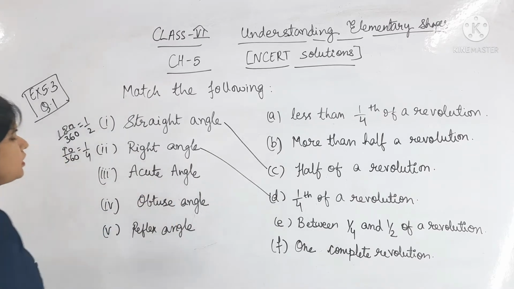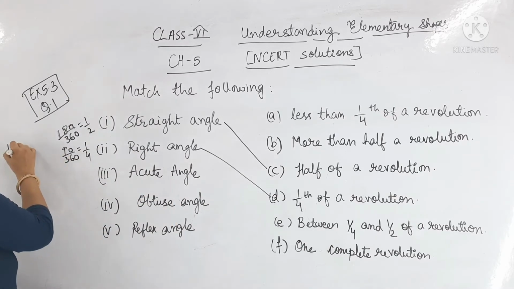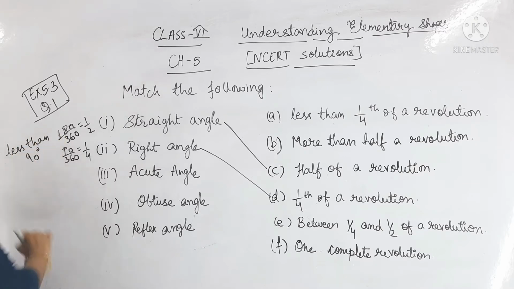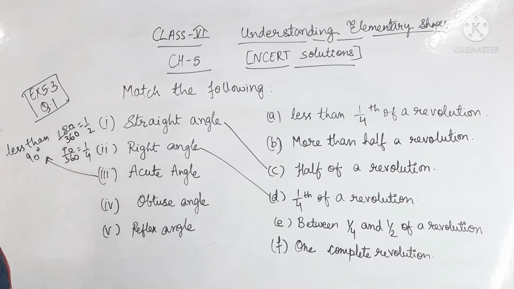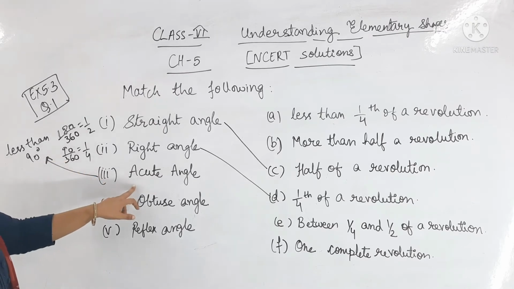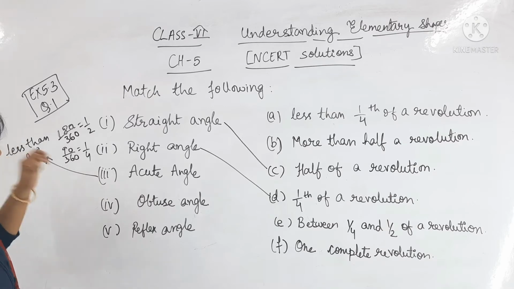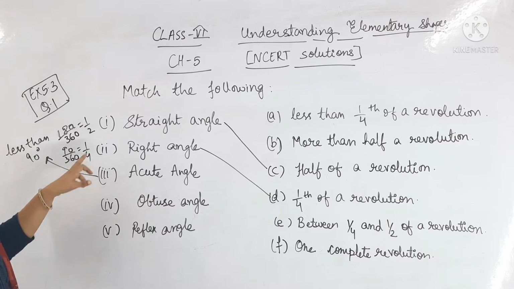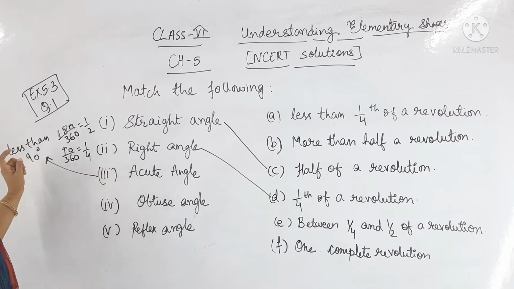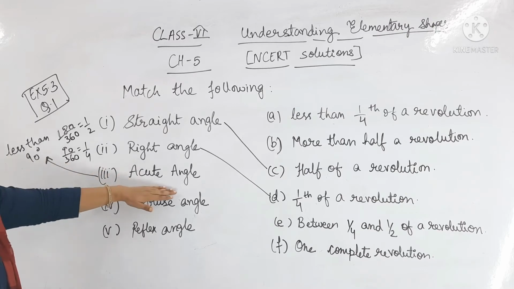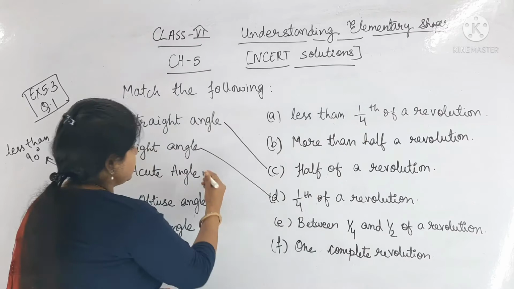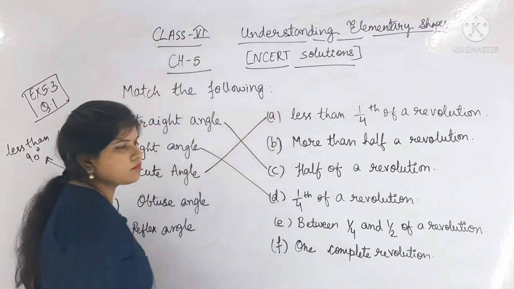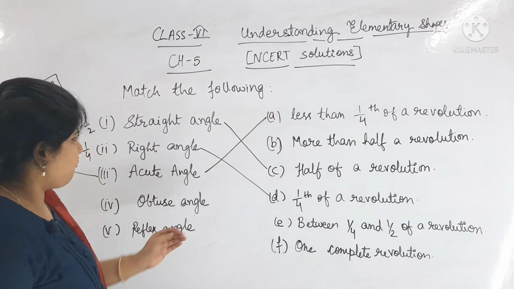Then acute angle is less than 90 degree. Less than 90 degree is an acute angle. For the revolution, we have 90 degree as 1/4 revolution. So what is the revolution for an acute angle? That should be less than 1/4 of a revolution, that is the A part. Like this you have to match.